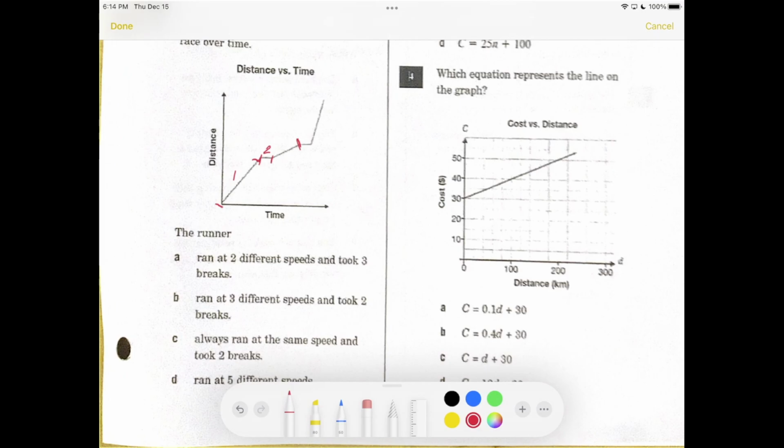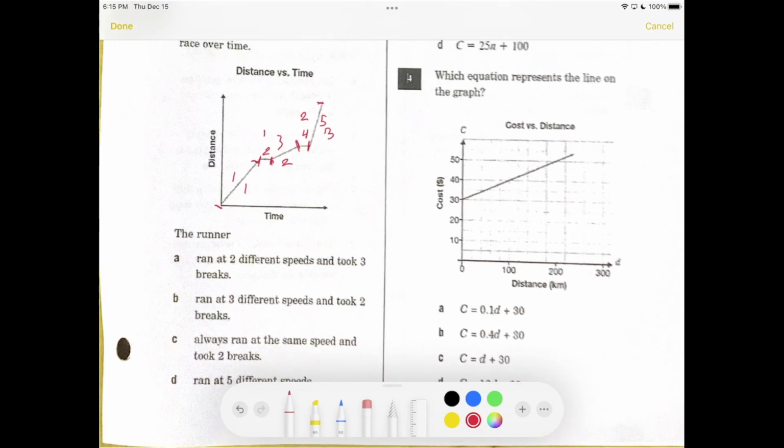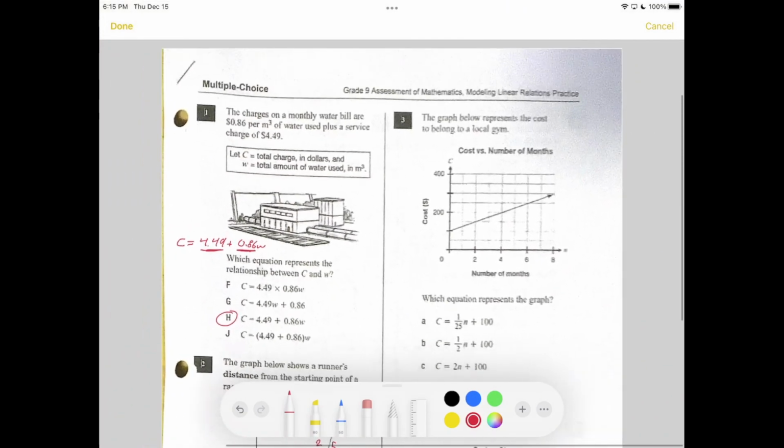For number 3, once again, he was running. Number 3, then he was resting. Number 4. And finally, for number 5, he was running again. So if we count, we have 1, 2, 3 times he was running, and 1, 2 times that he was resting. So let's look down here. Ran at 3 different speeds and took 2 breaks. This is the perfect one for our question. So let's move on to question number 3.